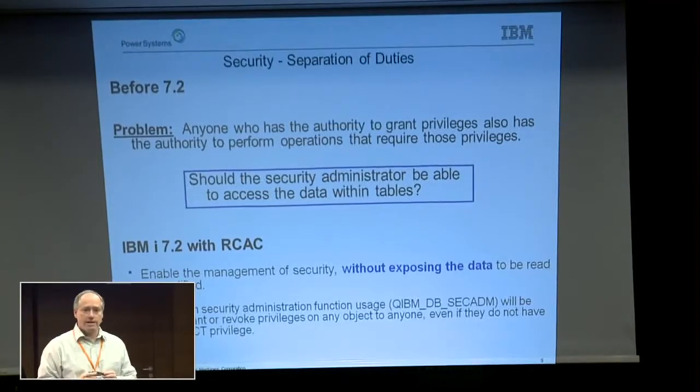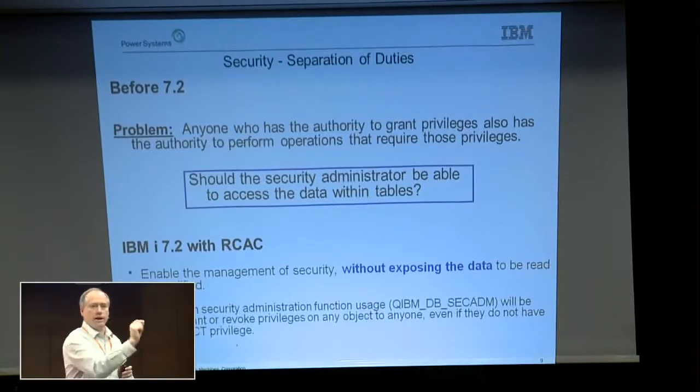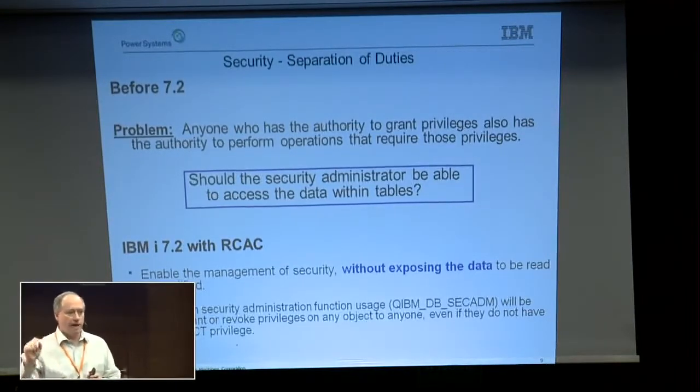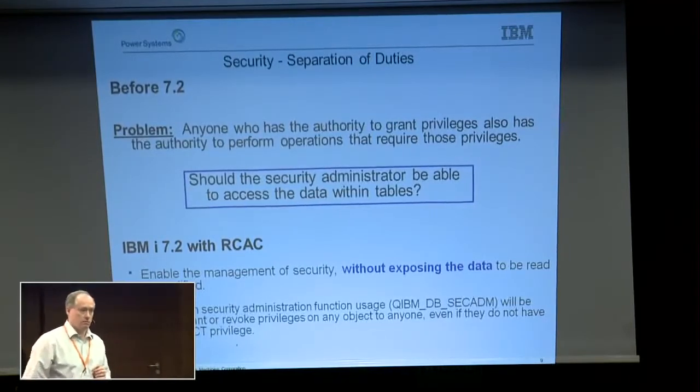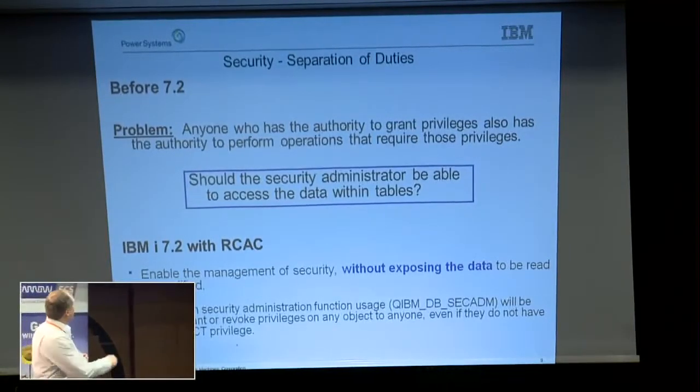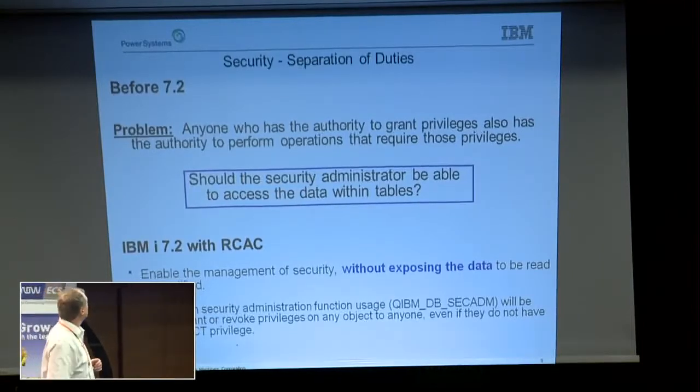RCAC, Row Column Access Control, is this new support that we delivered in 7.2 to allow you to protect yourself from yourself. So you can build security in to allow the security officer to do their job without violating data protection. That's what RCAC is about. Make sense? It's all about not exposing your data.